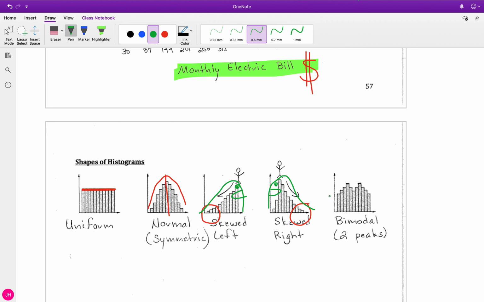The last type is bimodal. And we're going to talk about modes as we go along. But mode is the number that occurs the most. And so this actually has two humps right here. Kind of like two of these normal distributions on top of each other. So it has two modes. That's why we call it bimodal.